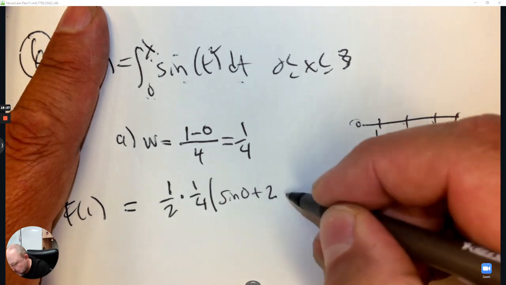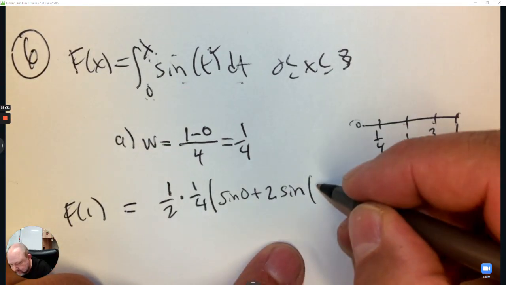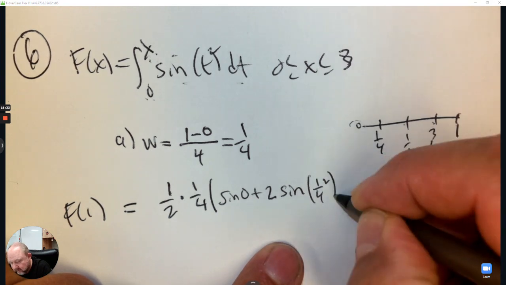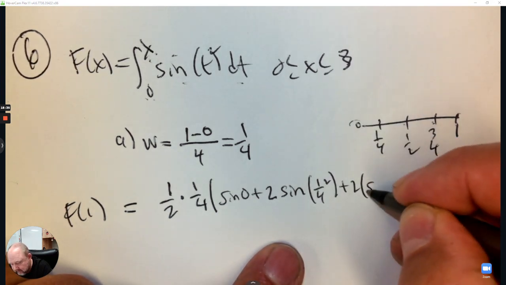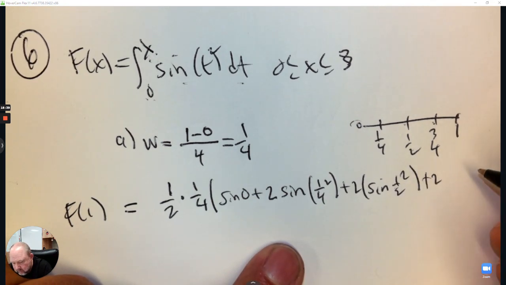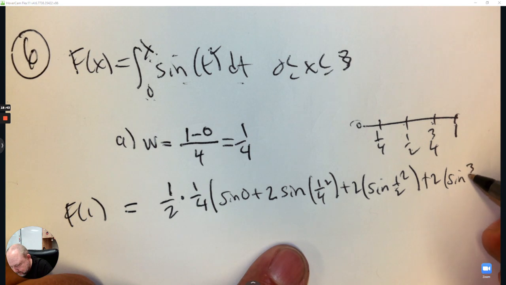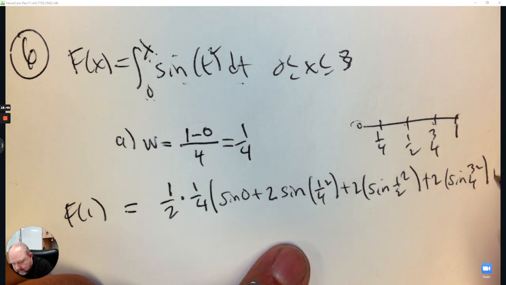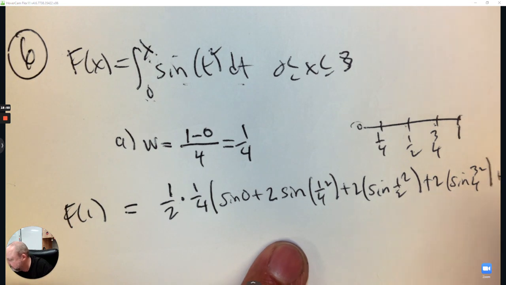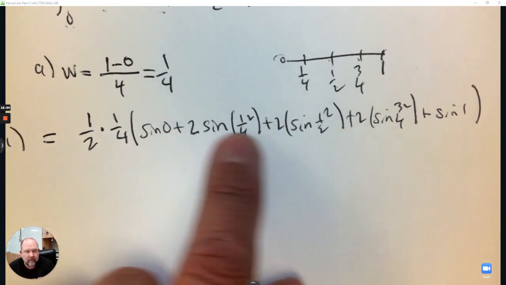and then you're going to double, and you're going to plug in 1/4 and square it. You know how you can do 1/16. Then you're going to plug in 1/2 and square it, and plug in 3/4 and square it. And then the last one is just sine 1. You don't double it, and it's done. So there's the trapezoidal rule.